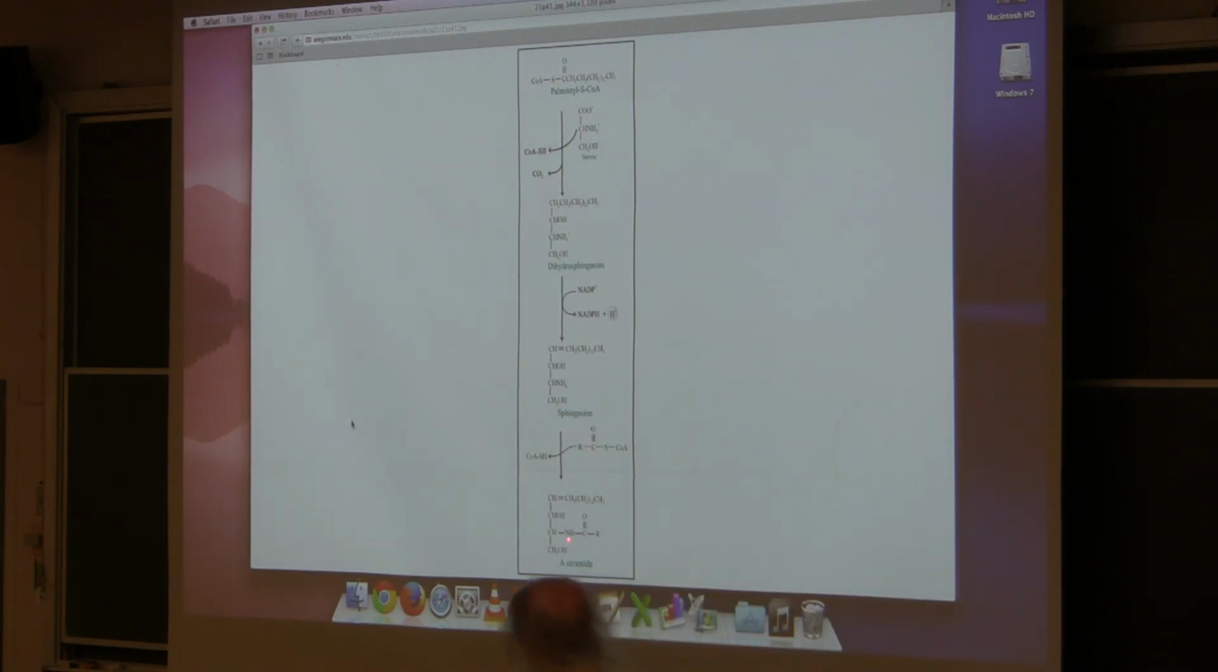Second, it requires the amino acid serine. So you can see palmitoyl-CoA donating a palmitic acid. There's serine, and we make the first of the sphingolipids. Okay? So those two things are necessary for making sphingolipids.